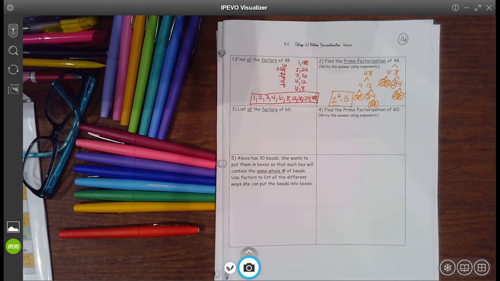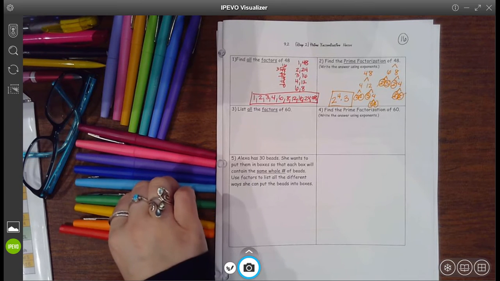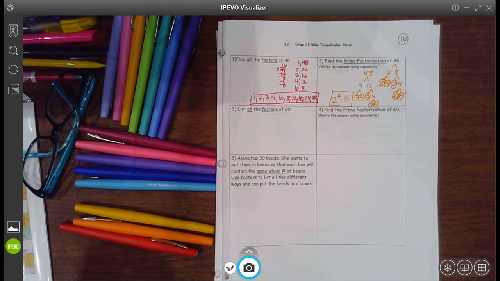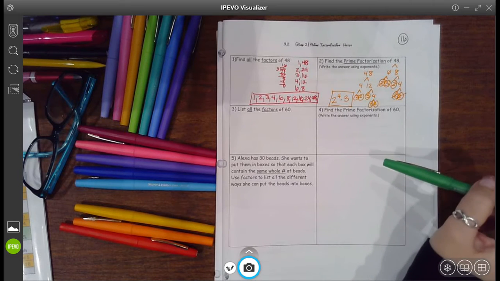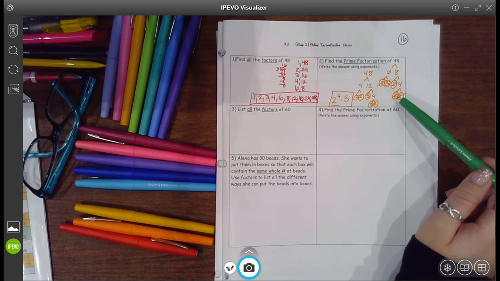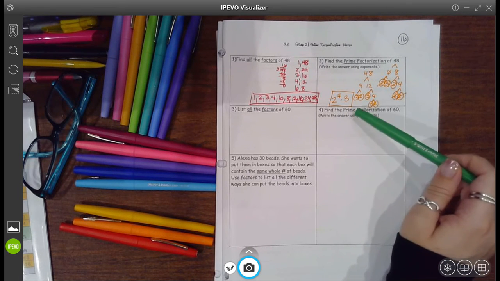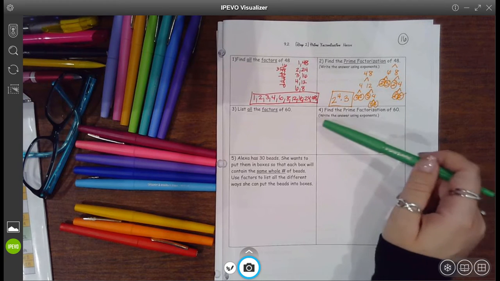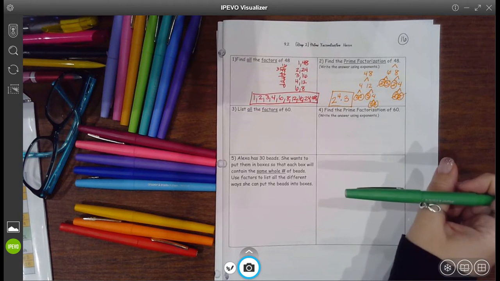All right. So as you're pausing the video and trying these yourself now, for number 4, remember, if your factor tree looks different, that's okay, as long as you get the same final answer for number 4. But number 3, we should all do the same way.